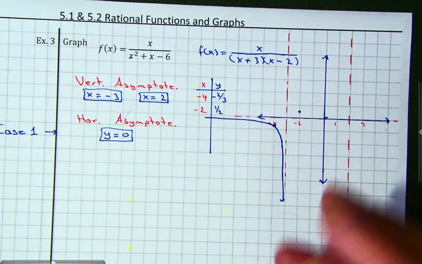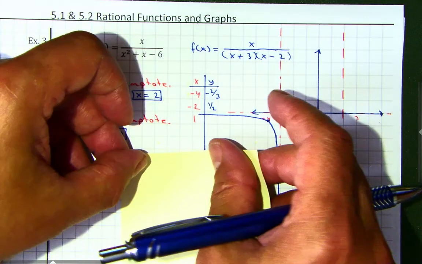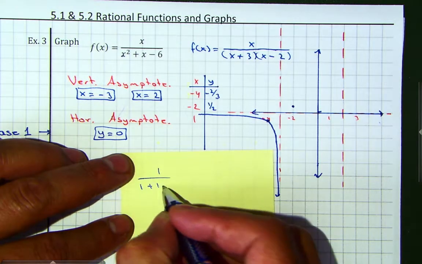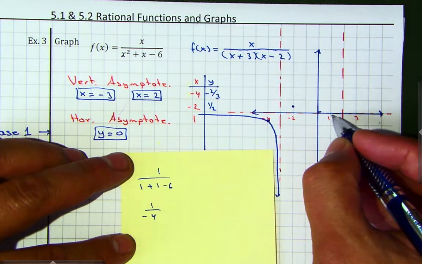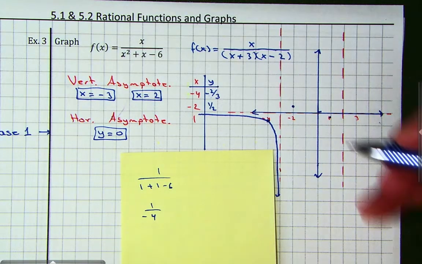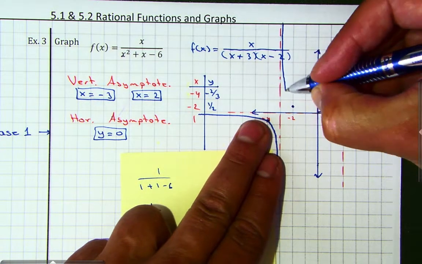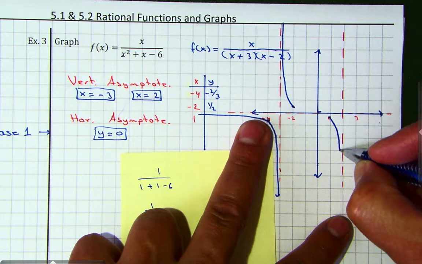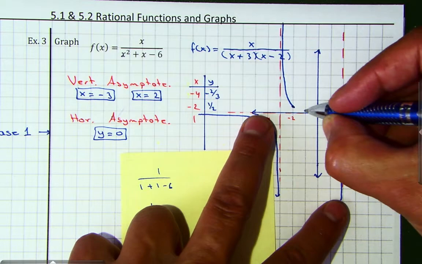I'm going to plug in a 1. If I plug in a 1, 1 squared is 1, plus 1 minus 6. So it gives me 1 over negative 4, which is negative 1/4. So notice that this part of this section is coming down over here, but this section is coming down over here. And therefore it's going to cross somewhere in that section.